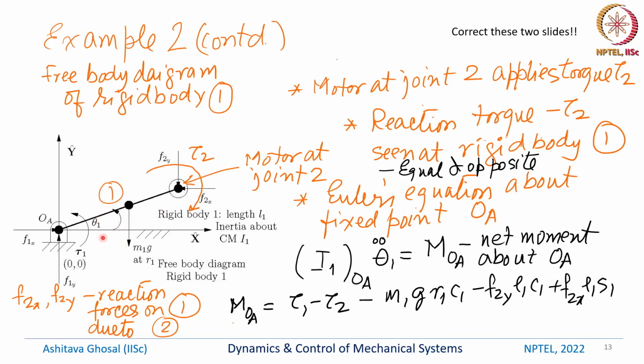We are assuming anti-clockwise is positive, like anywhere else. And then we have this F2x into this moment arm. And what is this moment arm? This is L1 into sine of theta 1. The vertical distance is L1 sine theta 1. So the external moment is tau 1 minus tau 2, then minus M1G R1C1, minus F2y L1C1, plus F2x L1S1, where F2x and F2y are reaction forces on link 1 due to link 2.